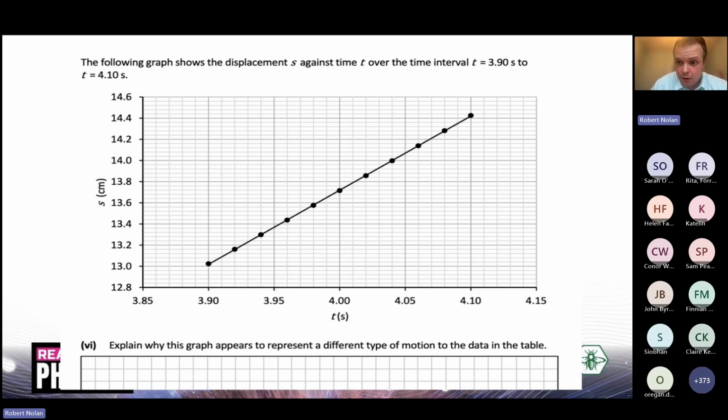And you can see that the graph is forming a straight line, which is not what your graph looks like up above. And they're asking you to explain why the graph looks like this, basically. Why does this graph appear to represent a different type of motion to the data in the table? For that, you'd be having to talk about the sensitivity of your equipment, the fact that the velocity change over such a small time frame is very small. So your equipment mightn't be sensitive enough to pick up that very small velocity change, that very small slope to the graph. Which again, is very, very different.